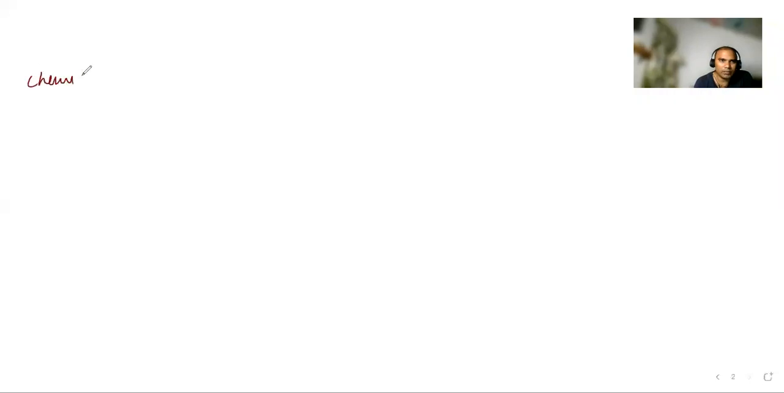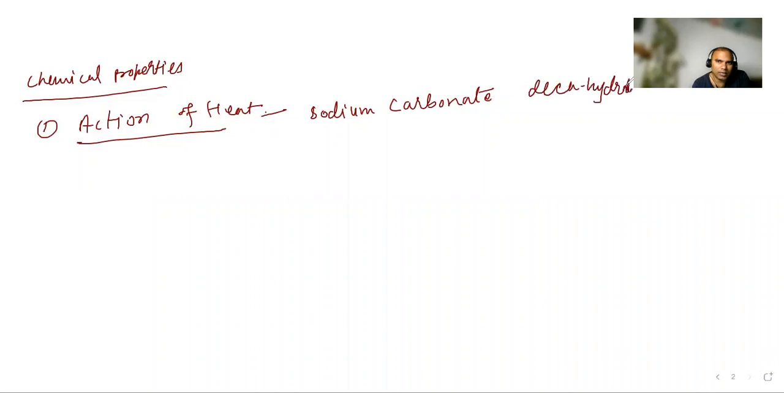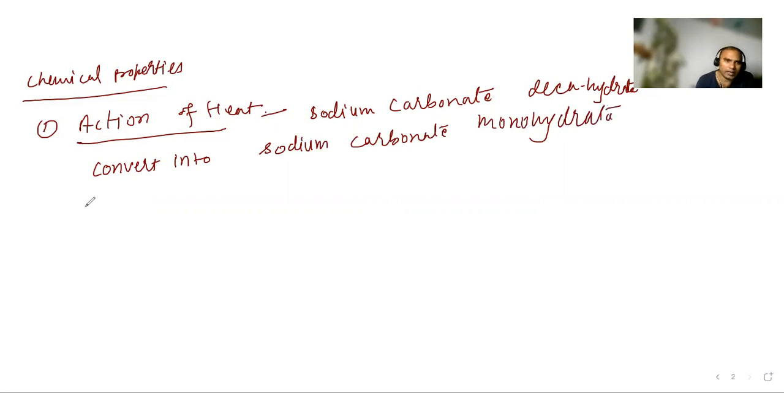The first one, chemical properties. In the first chemical property, the action of heat, sodium carbonate decahydrate converts into sodium carbonate monohydrate. Sodium carbonate decahydrate is Na2CO3 dot 10H2O.